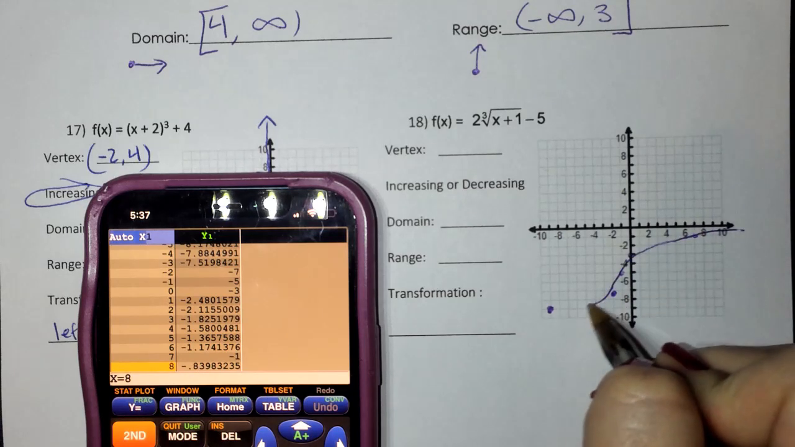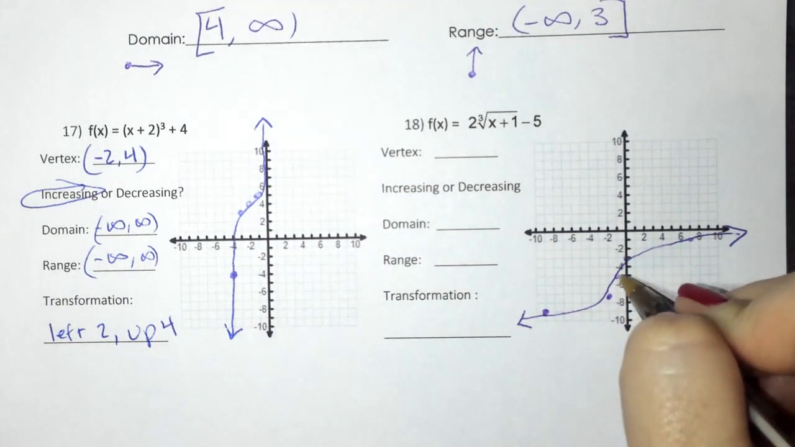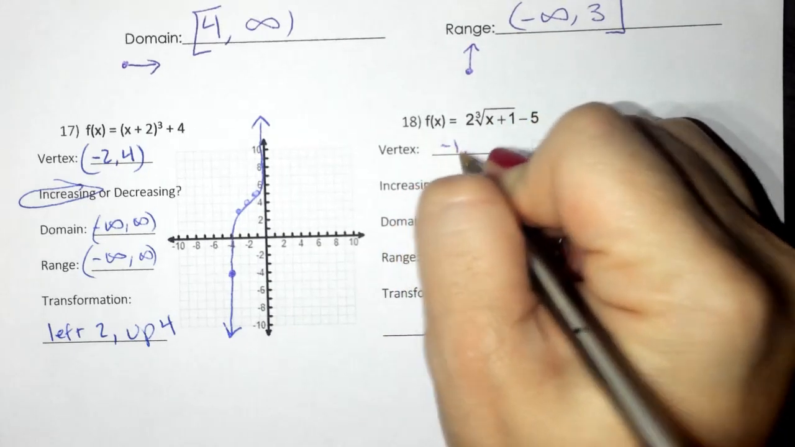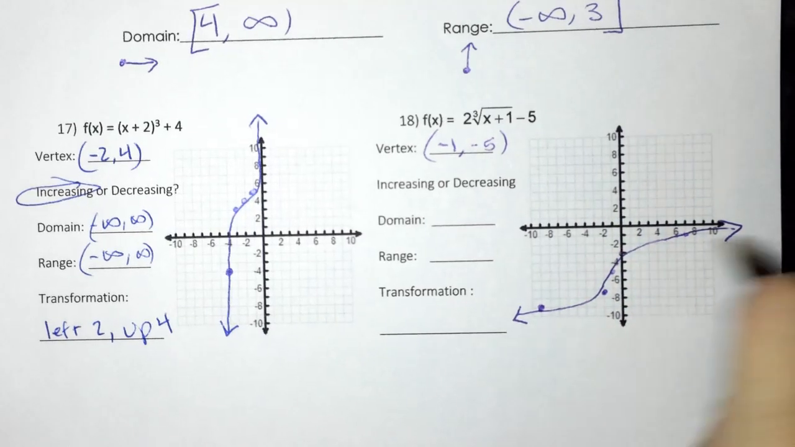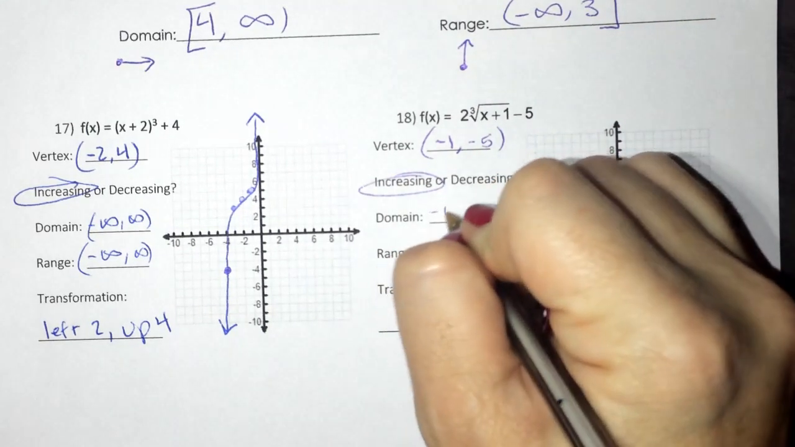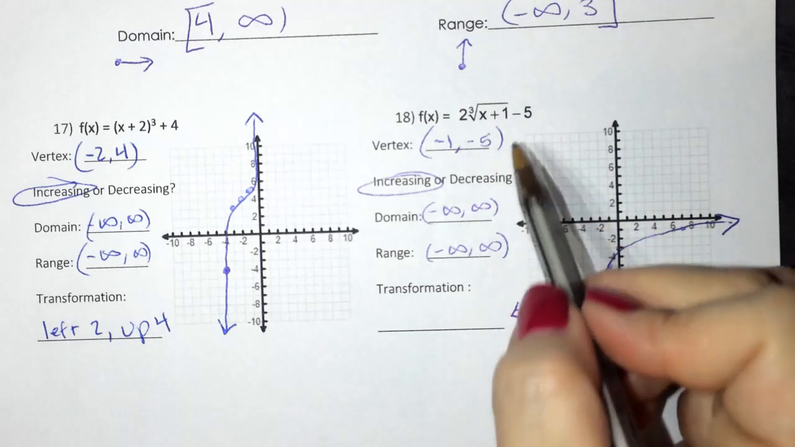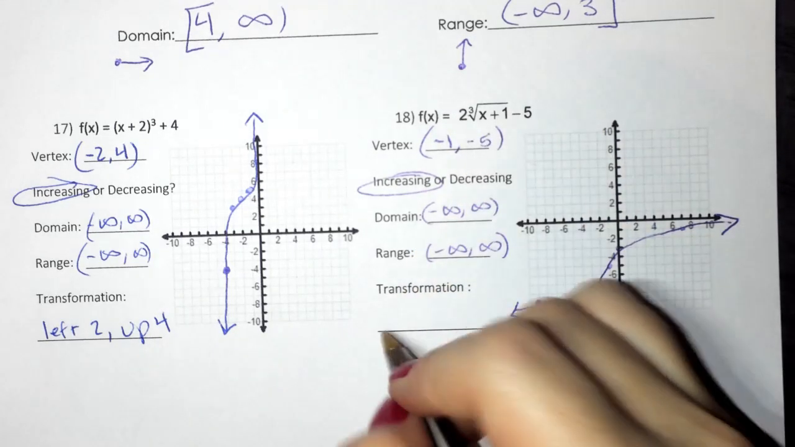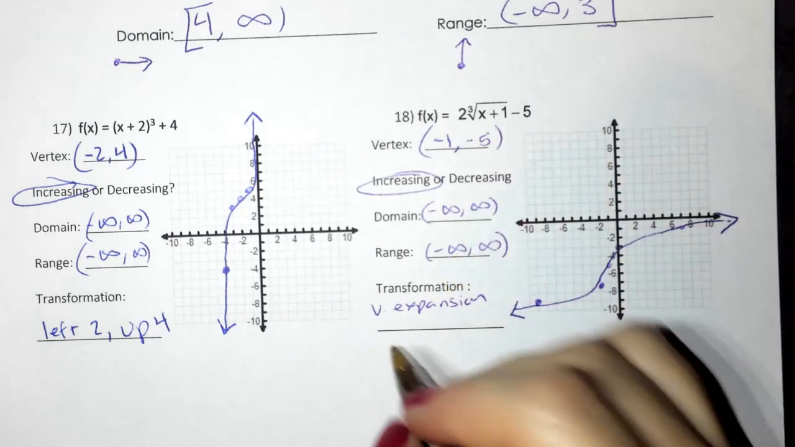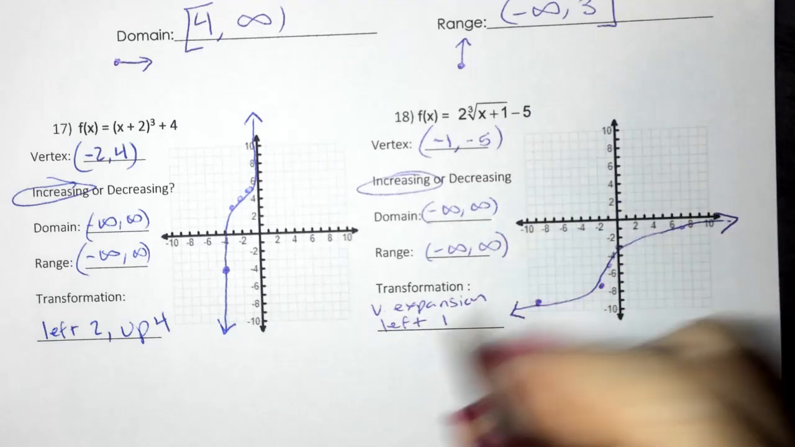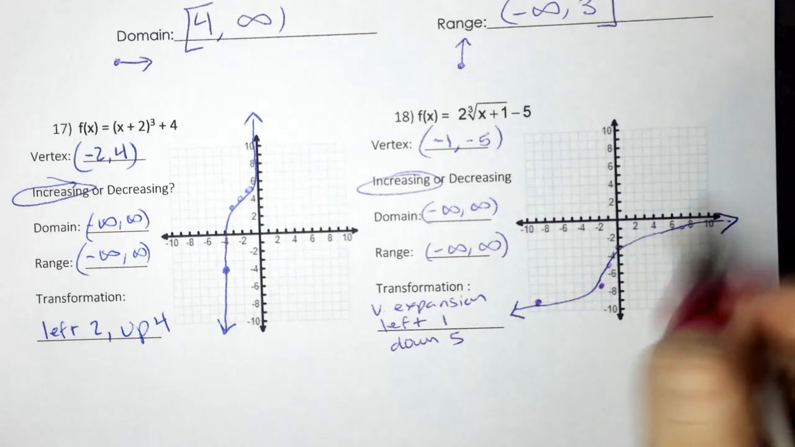So this is a cube root. So my vertex, remember, is that middle point, or opposite of the inside, so -1, exact outside, so -5. So -1, -5 is the middle of the 3. This is increasing. Domain and range are always all real numbers. And then transformation, it has a vertical expansion. It went left 1 and down 5. Left 1, down 5, and then the vertical expansion is what kind of made it taller.